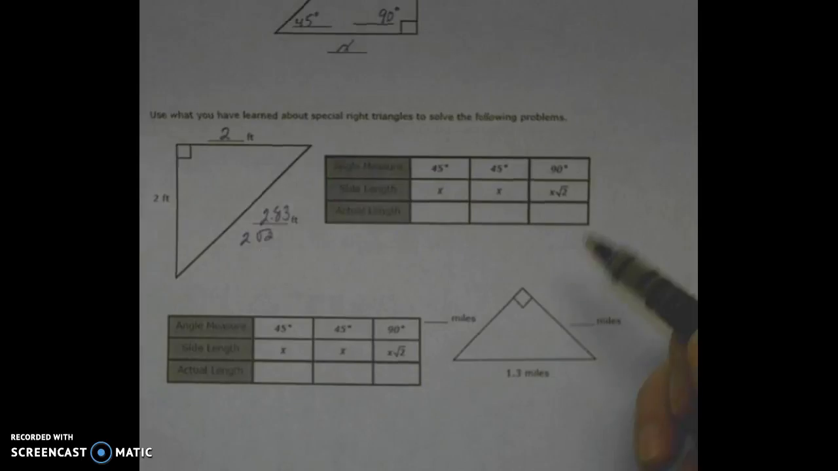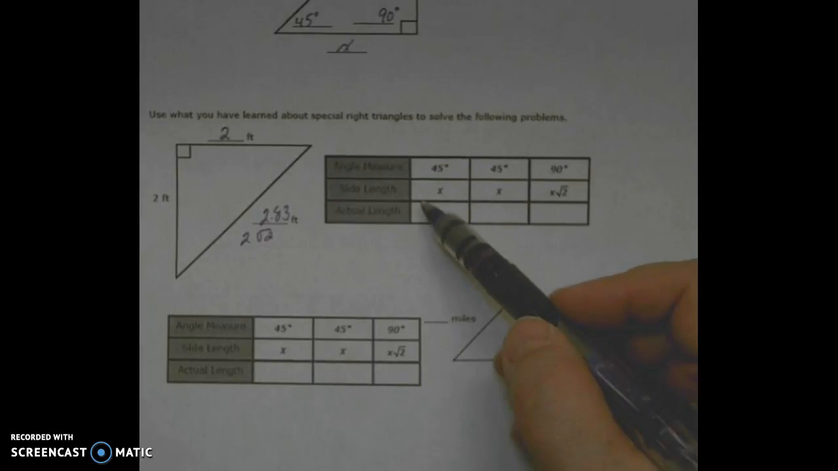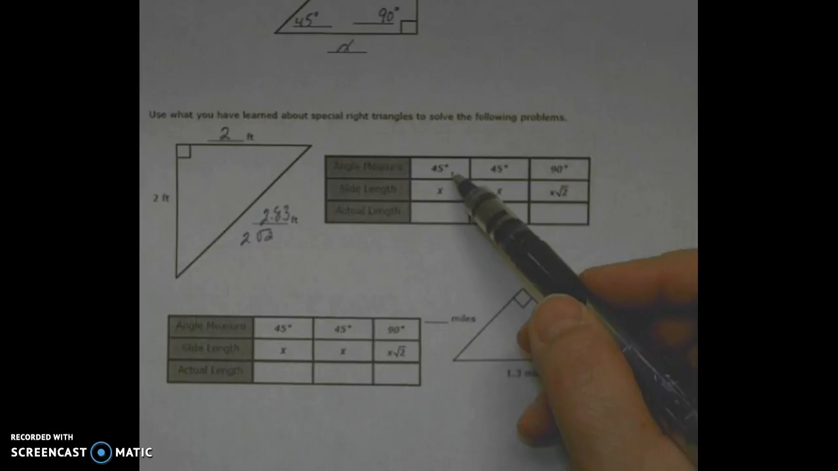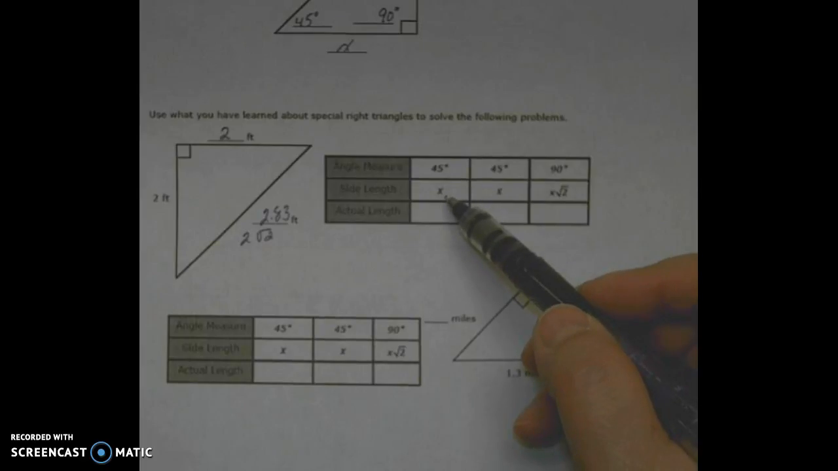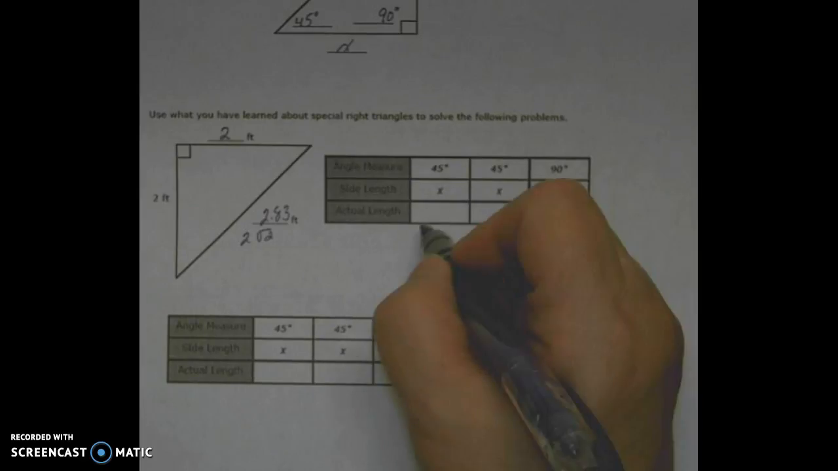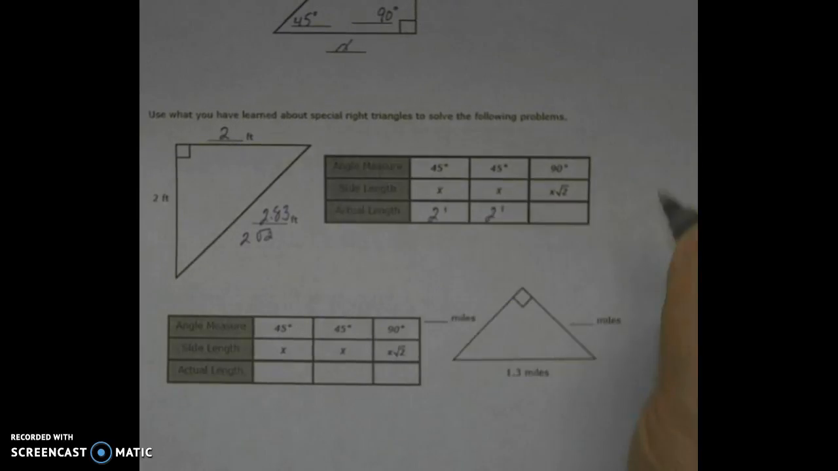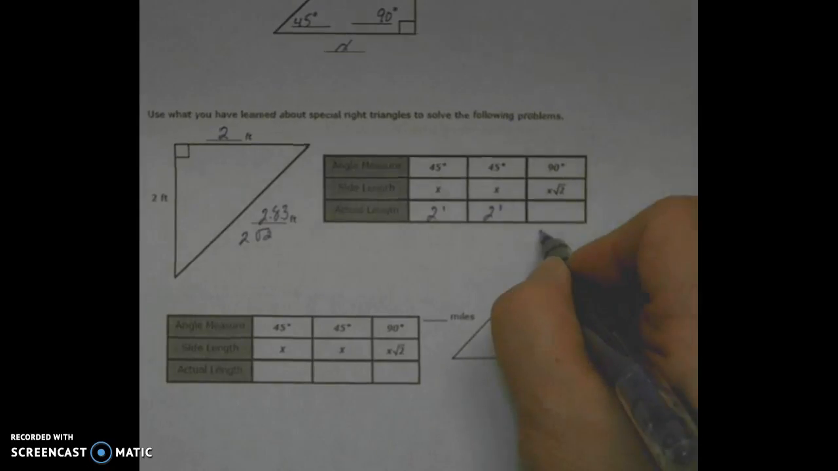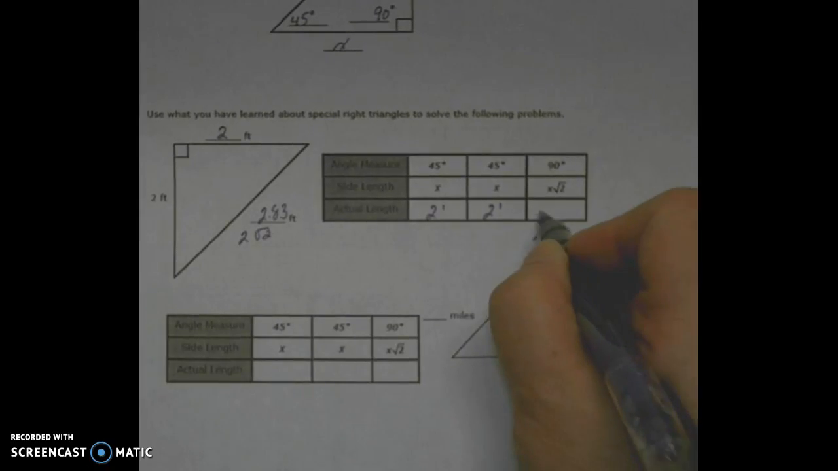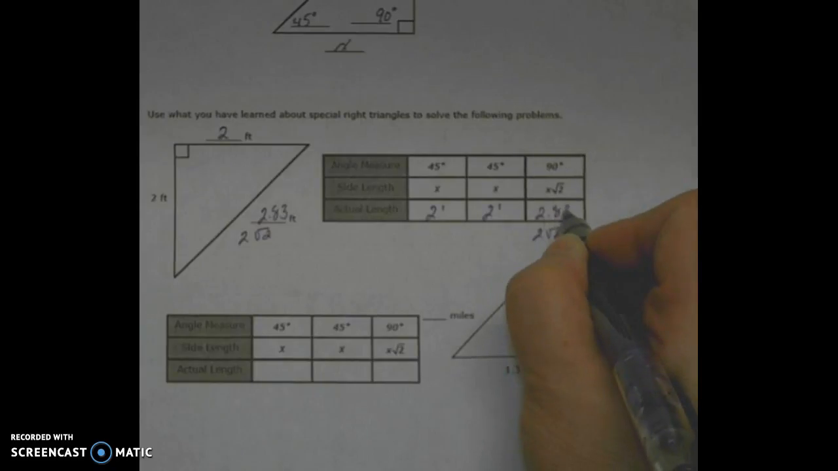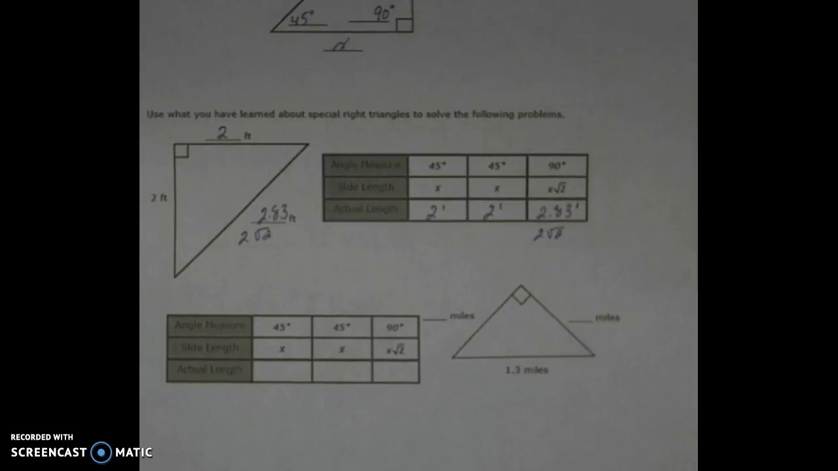As I'm filling in my chart, for my angle measure of 45 degrees, the side opposite is x. On this actual diagram, that is 2 feet. The other x, again 2 feet. And my x square root 2 would be 2 square root 2, or 2.83 feet.